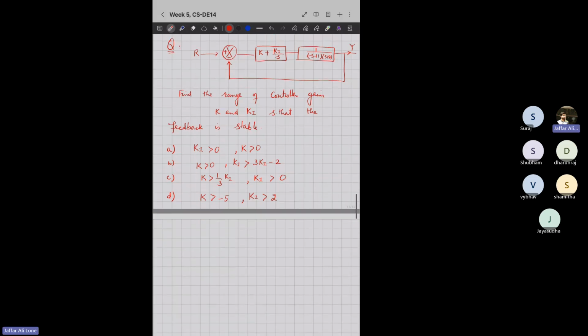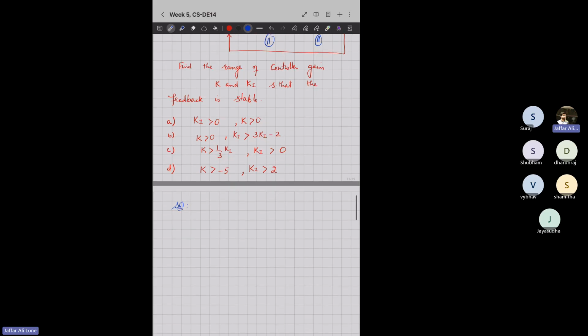Okay, so you're given an open loop transfer function here and a controller here. Then you're being asked the question about the feedback system. So you eventually have to find the closed loop transfer function. So what will be your closed loop transfer function? I don't care. I only care about the characteristic equation. So your H(s) is 1.